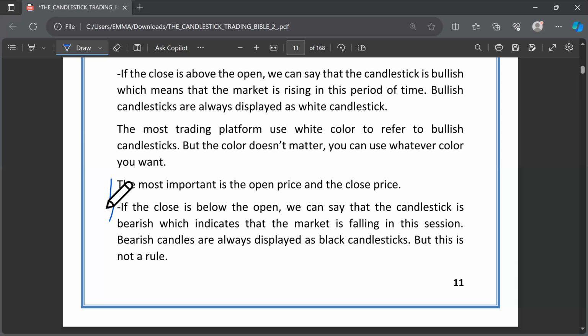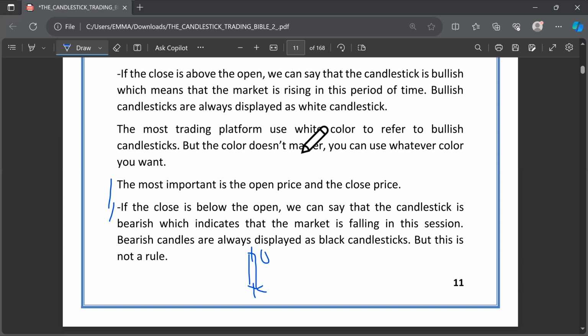So if the closing price is below the open, let's assume this is our candlestick. It's saying that if the close, the C representing close, is below the O representing the open, then we can say that the candlestick is bearish, which indicates that the market is falling in this session. Meaning the sellers are in charge.